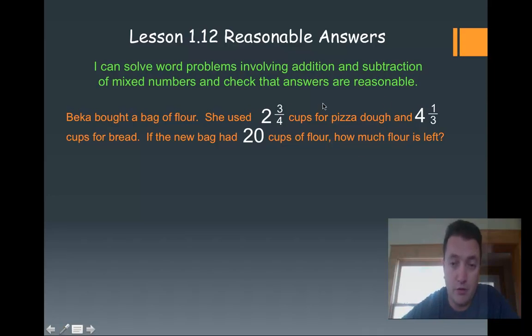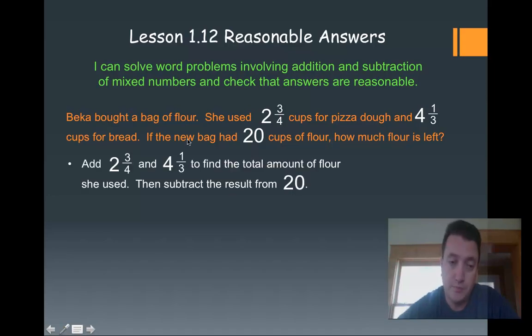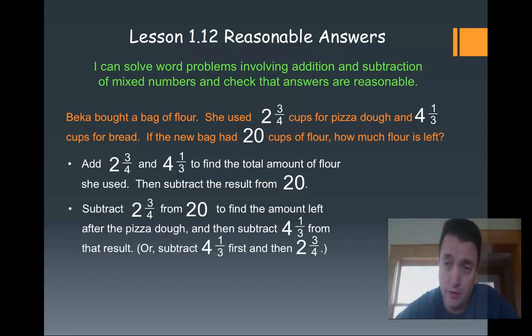Okay, but I've got two numbers that I need to be able to get out of this 20 before I can figure that out. All right, so one way I could do that is I could add 2 3/4 and 4 1/3 to find the total amount of flour she used, and then I could subtract that from the 20 cups that she started with. Okay. Another way I can do that is I can subtract 2 3/4 from 20 to find the amount left after the pizza dough, and then I can subtract another 4 1/3 from that result. Or you can start with the 4 1/3 and then go to the 2 3/4. That part doesn't really matter.